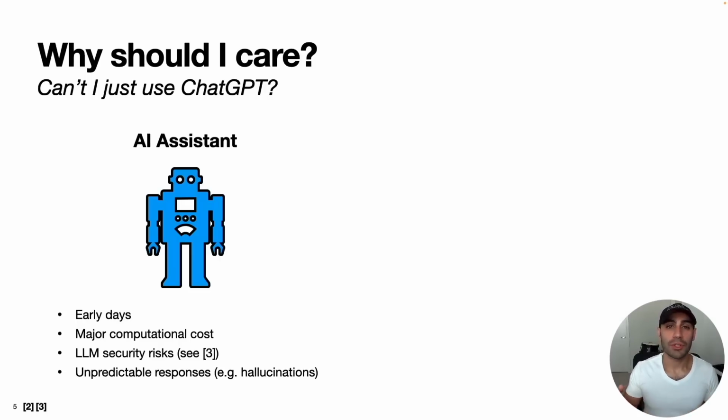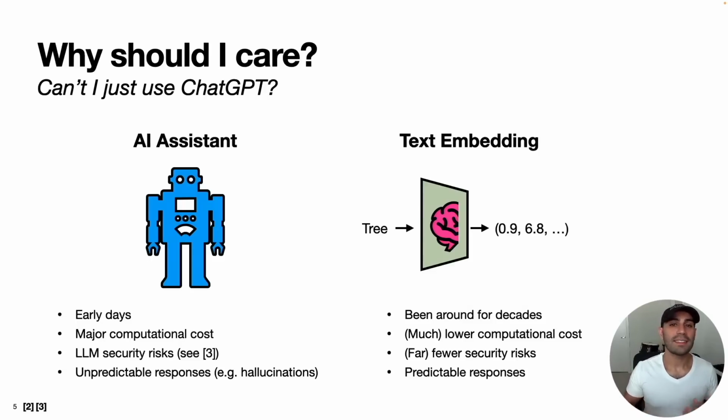Hallucinations where the system generates fictitious or unhelpful information. On the other hand, text embeddings have been around for decades, and there are several past example applications that we can look to help guide future applications and use cases. Another upside of using text embeddings is that they have a much lower computational cost and thus financial cost than using an entire large language model.